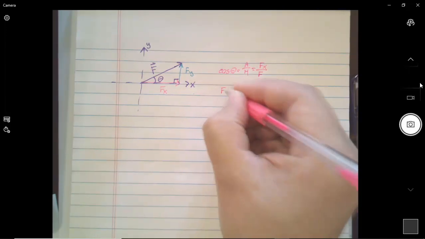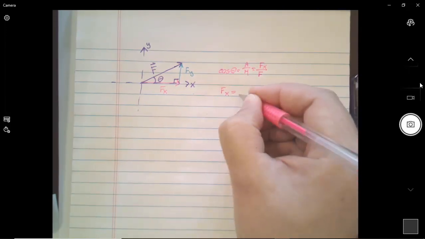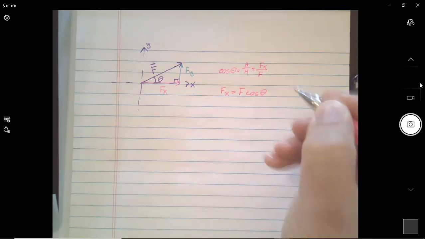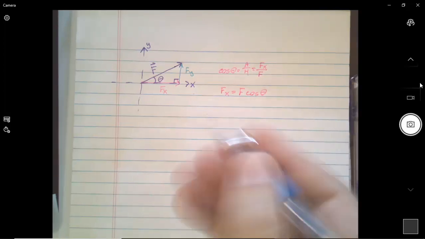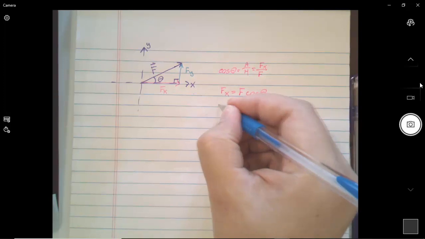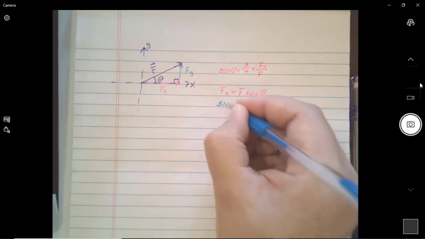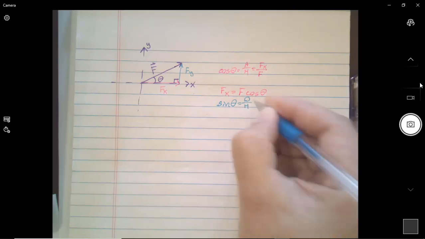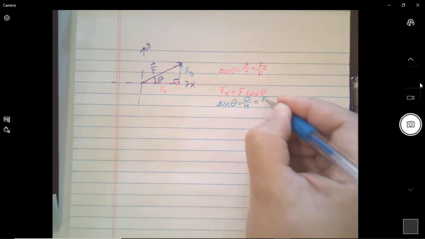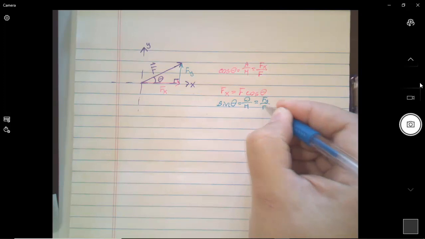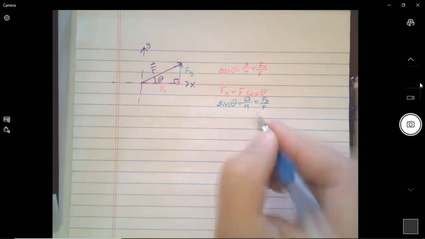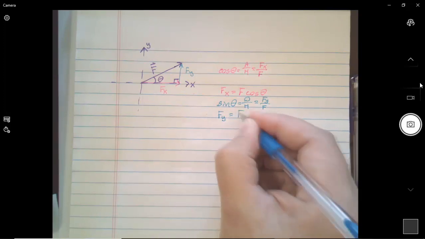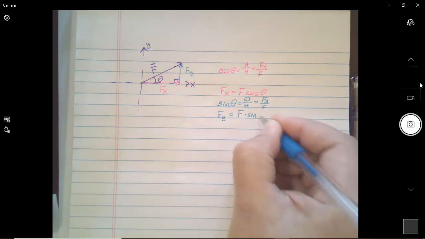So to solve for the x component, we just multiply the F across, and we get Fx equals F cosine theta. Similarly, for the y component, we know sine theta is opposite over hypotenuse. That's Fy over F. So to solve for Fy, we just have F times sine theta.